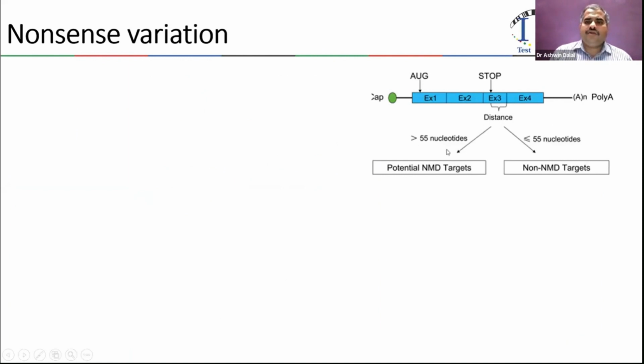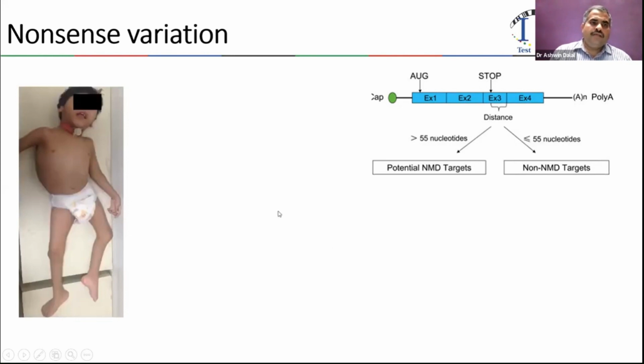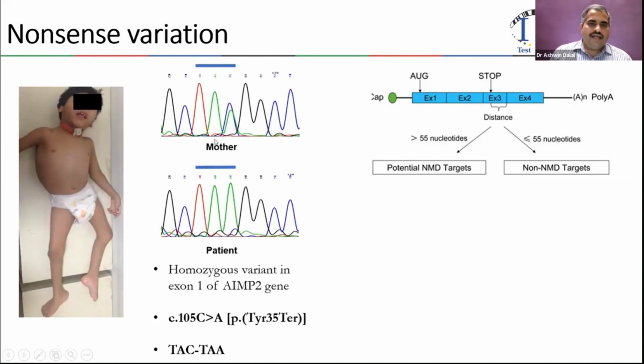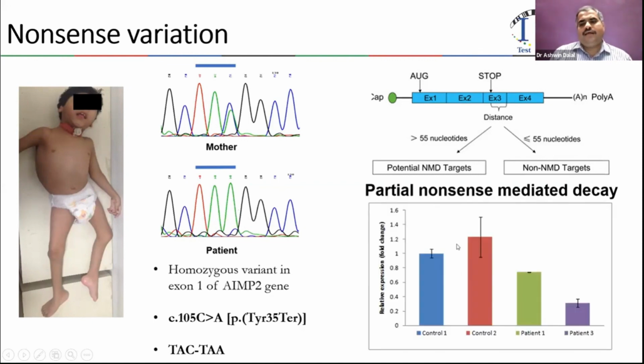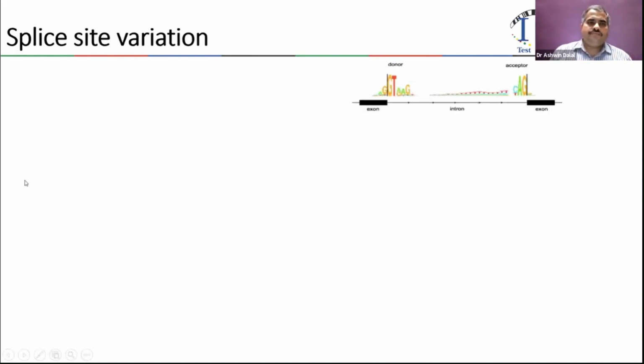Similarly, a nonsense mutation can lead to nonsense mediated decay or not, based on whether it is within 55 nucleotides of the next intron exon junction or not. In this particular patient who had spasticity, we identified a stop codon mutation here. Then you can check whether it causes nonsense mediated decay or not. Here it is causing a partial nonsense mediated decay. So stop codon mutations are considered to be more likely to be disease causing.